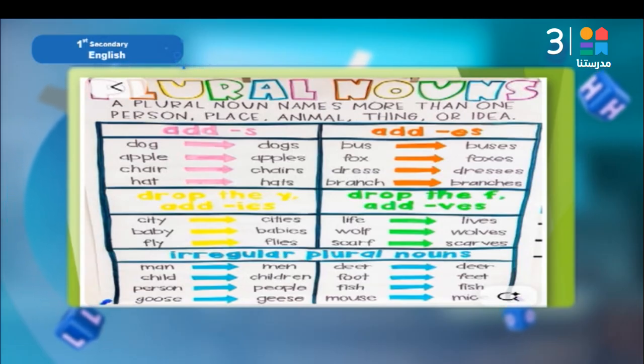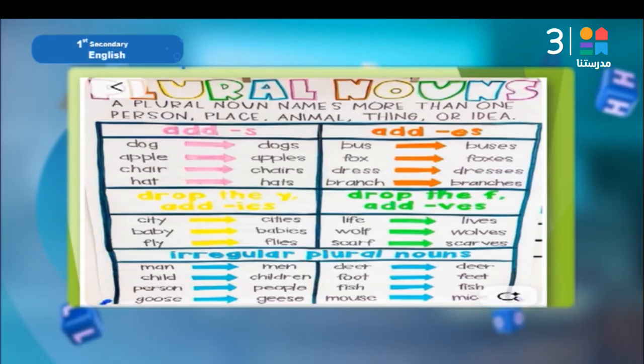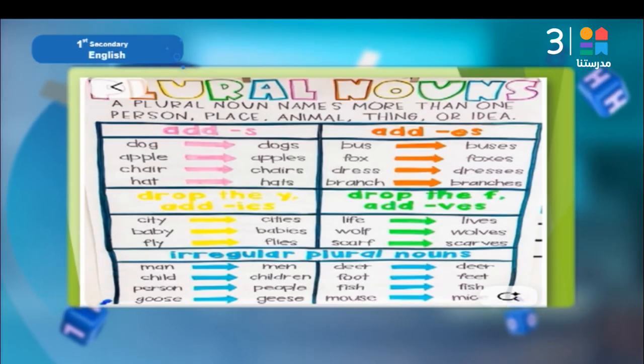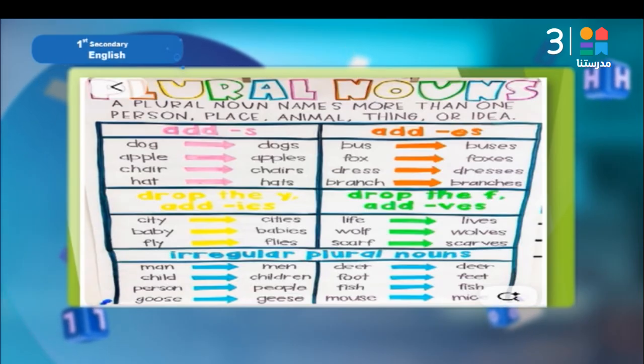Let's see together. This chart is talking about the plural nouns, and we can find here that with the pink, can you see the pink color? We add S, for example, dog, dogs, apple, apples, chair, chairs, hat, hats. If we look at the orange color, we add ES, like bus, buses, fox, foxes, dress, dresses, branch, branches.